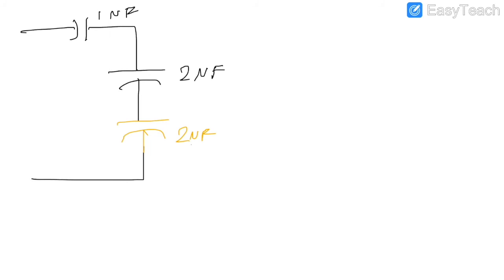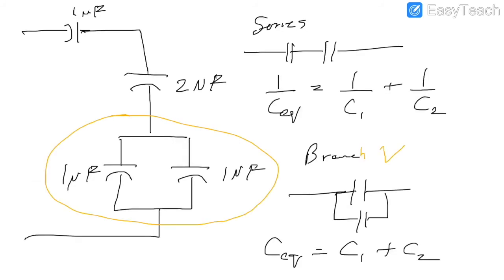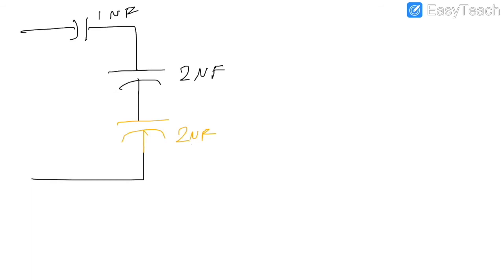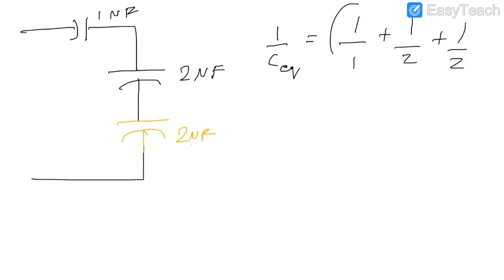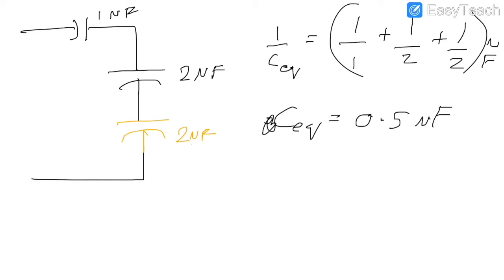Okay, so I've redrawn what we have in the orange box here. So 1 plus 1 is 2 microfarads. So that's our 2. Now all 3 of them are in series. So my equivalent capacitance would be 1 over 1 plus 1 over 2 plus 1 over 2 microfarad. That's very important. So if we solve this, it's going to be 0.5 microfarad. So that's our equivalent capacitance.